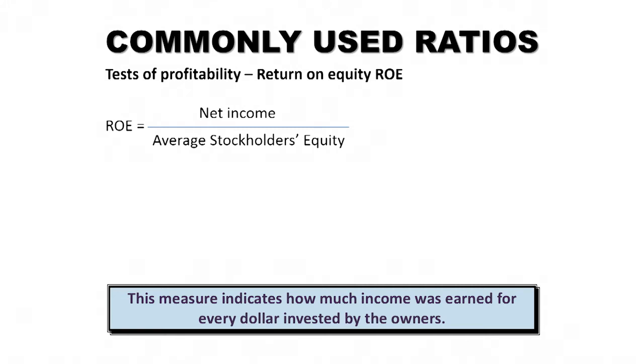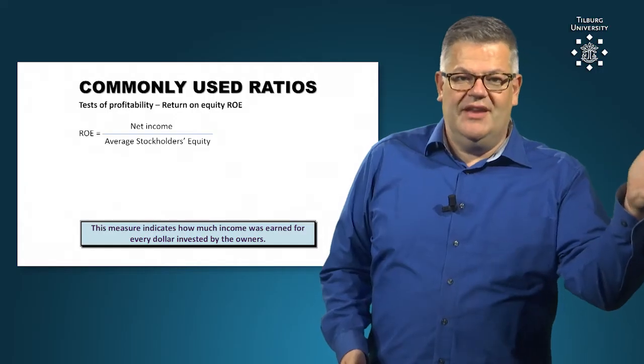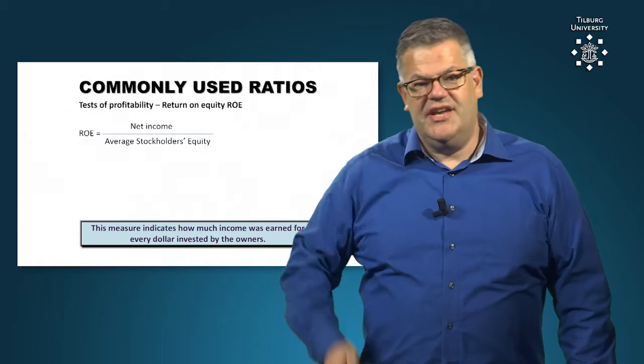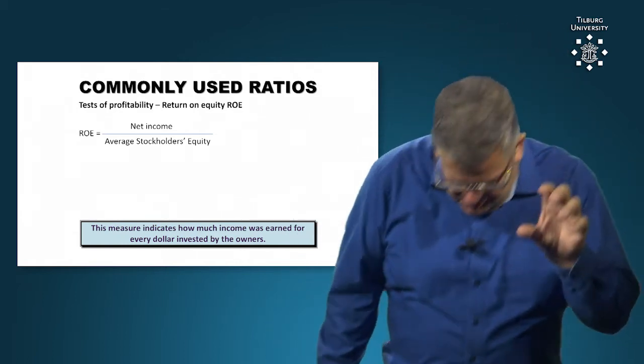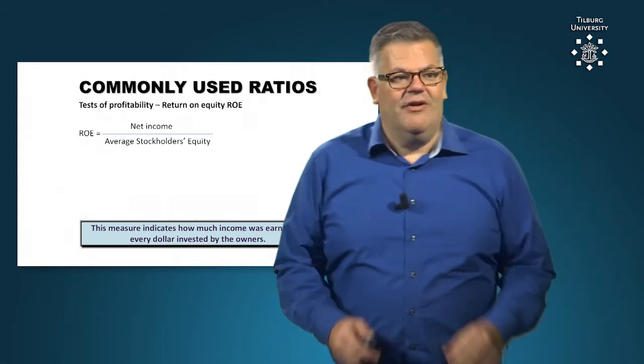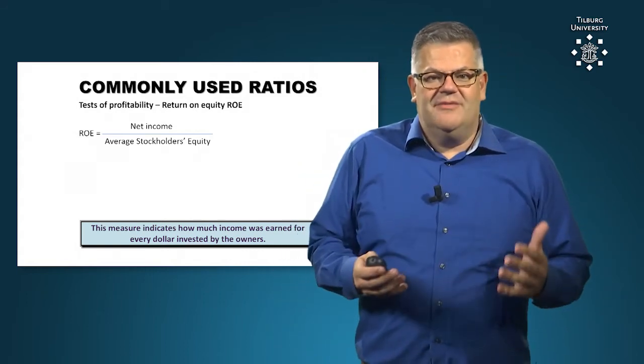And we start with the most important measure and used overall, the return on equity. Return on equity is nothing more and nothing less than the net income divided by the average stockholders' equity. And what is average? The average is the beginning of the year and the end of the year. So you take the balance sheet of the previous year, the end, and the end is the beginning, and you take this year's end. This measure indicates how much income was earned, I think, for every dollar invested by the owners.